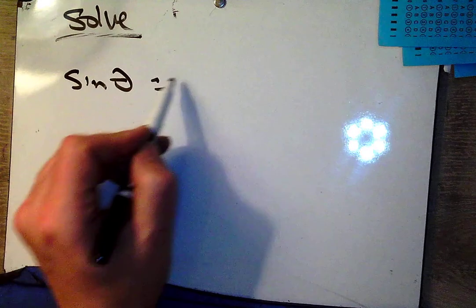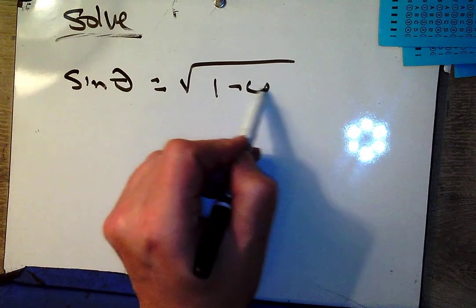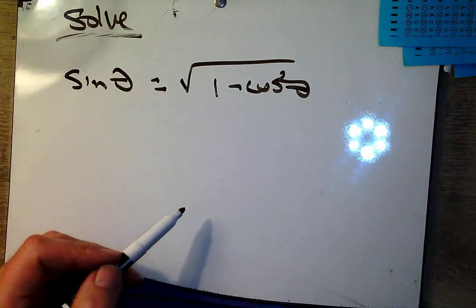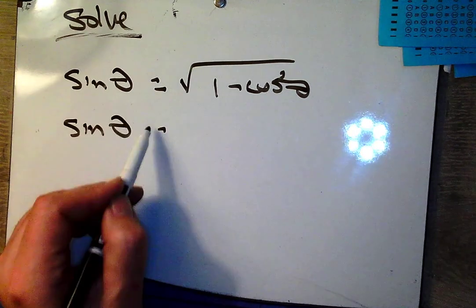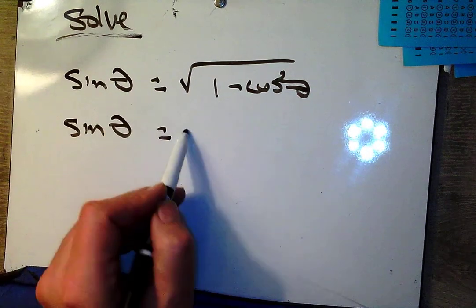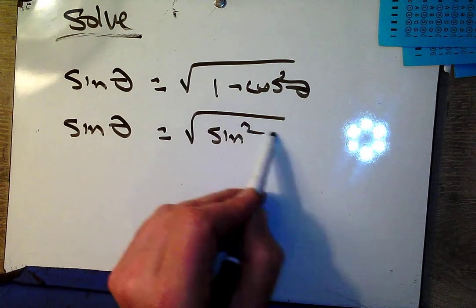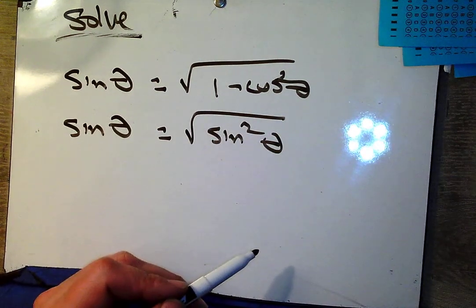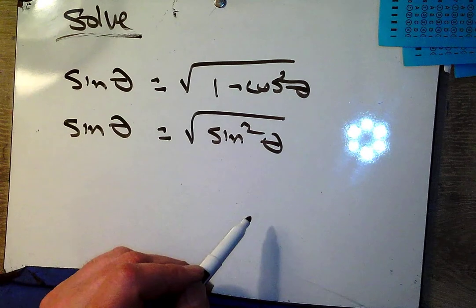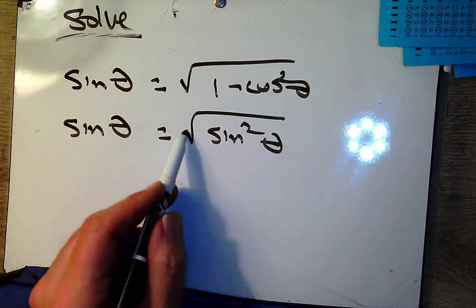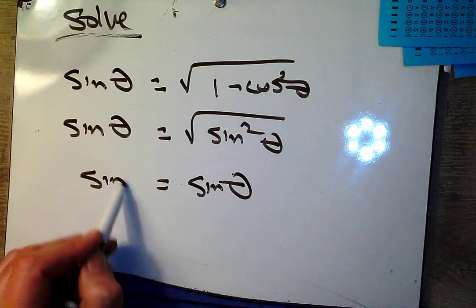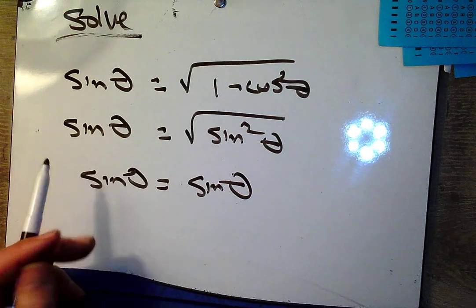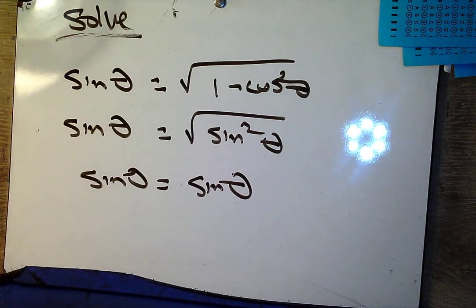Sine theta equals square root of 1 minus cosine squared theta. Okay, so that's sine theta equals the square root of sine squared. Now, square root, so are we going to say this? That feels uncomfortable. Does that mean that they are the same and that we have infinite solutions?